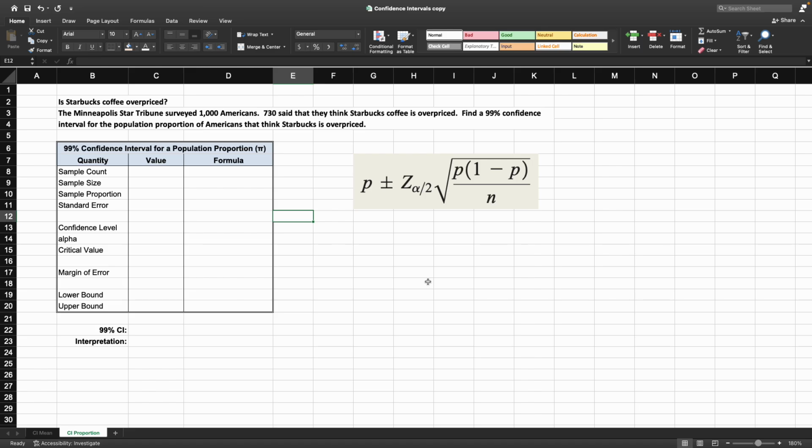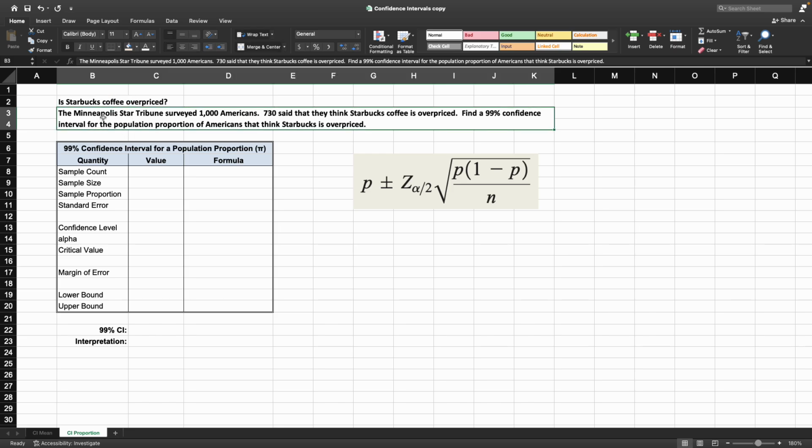All right, let's do a confidence interval for the population proportion, pi. We did this question in the lecture notes, so I think we can go ahead and do it now in Excel. Is Starbucks coffee overpriced? Recall that a newspaper surveyed 1,000 people, and 730 said they think Starbucks is overpriced. Find a 99% confidence interval for the population proportion of Americans that think Starbucks is overpriced.